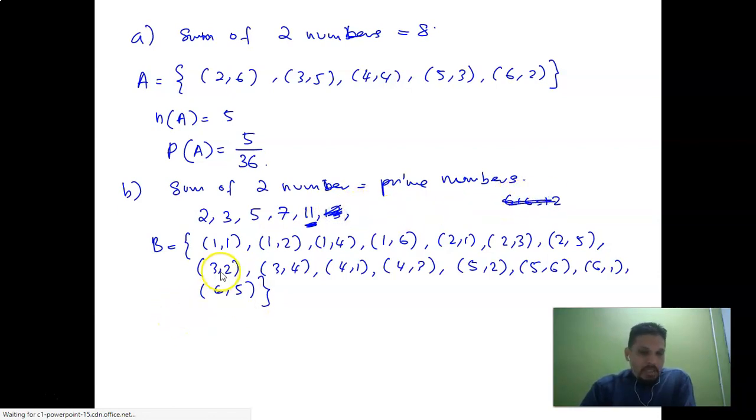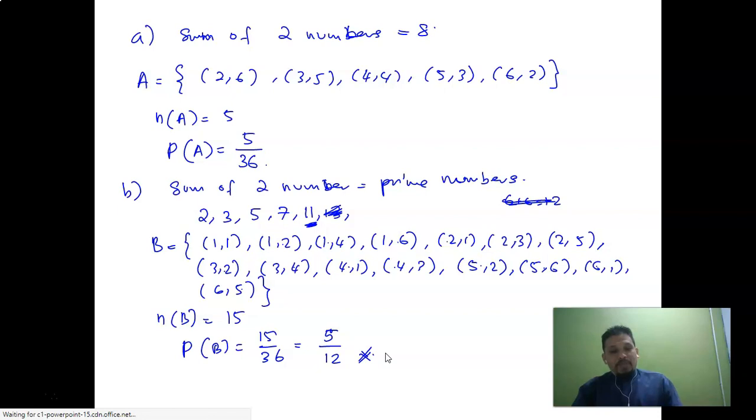So now, how many are all of them? 1, 2, 3, 4, 5, 6, 7, 8, 9, 10, 11, 12, 13, 14, and 15. So the number of the event B equal to 15. So then the probability of B equal to 15 divided by 36, or we simplify it and then we get 5 divided by 12. Okay.